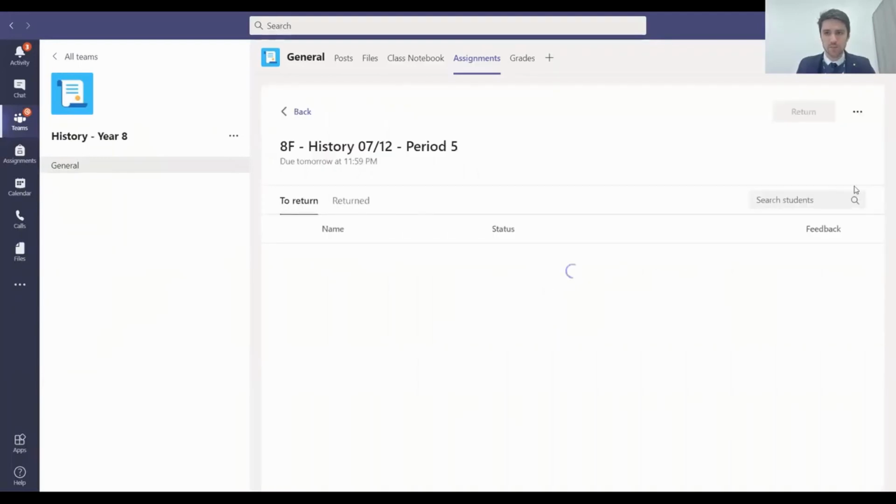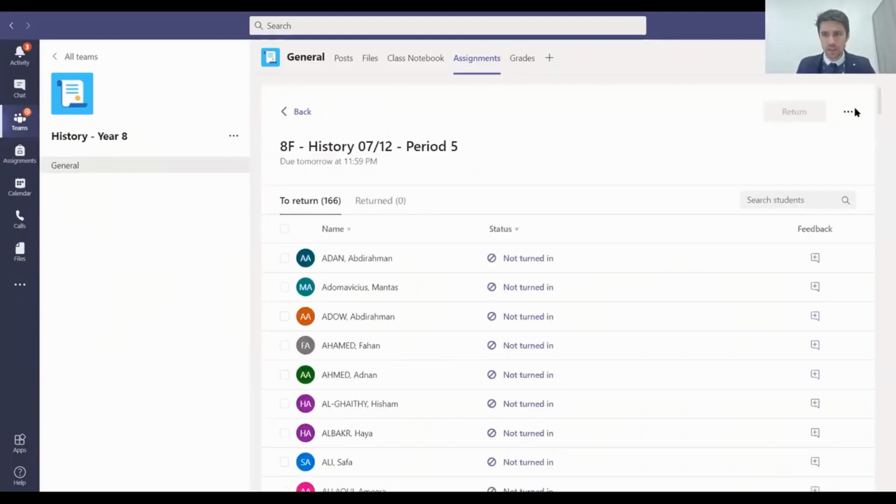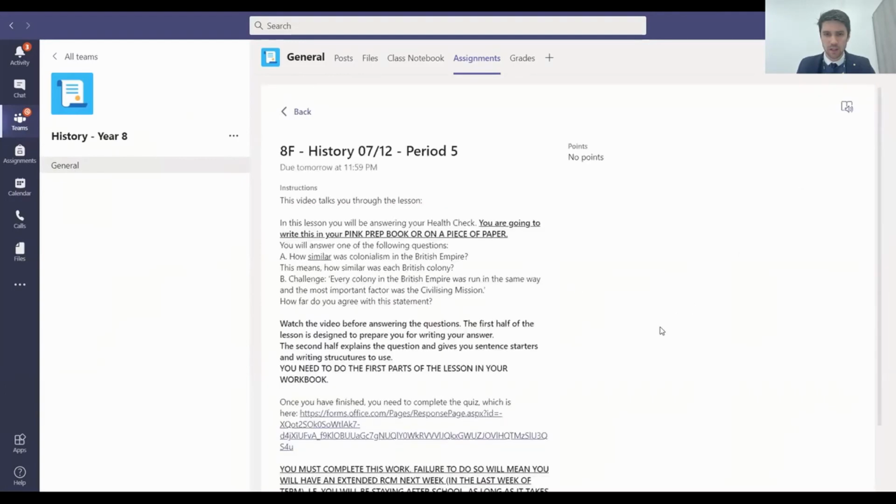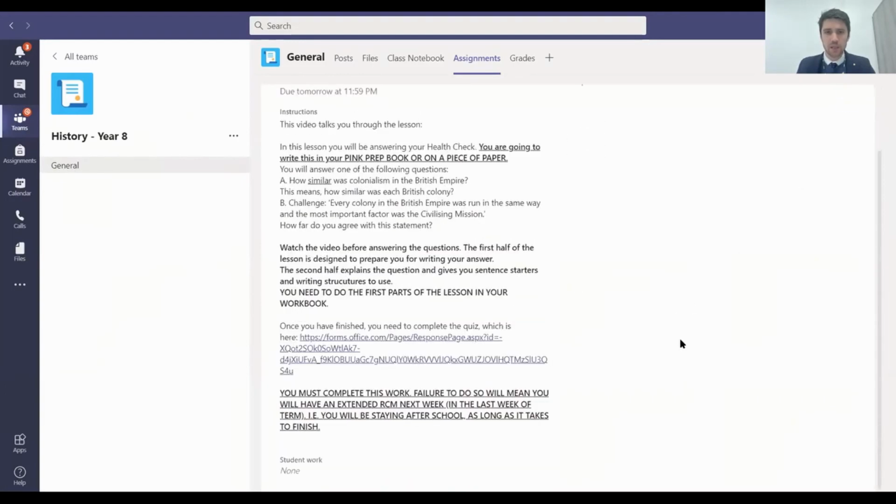If you click on that one, yours won't look like this. It will look like this. The first thing I'm going to need you to do is read all the instructions so you know exactly what you're going to do. You'll see here that you're going to do your health check today. We'll talk about that in a minute. But you're going to do your health check on a piece of paper, either in your prep book or just a general piece of paper.